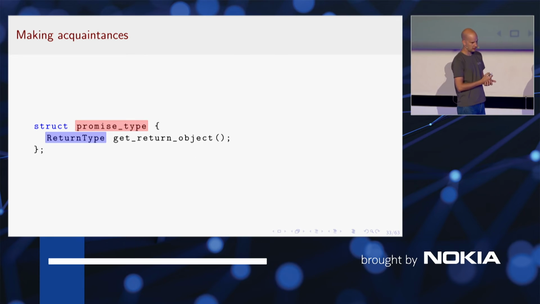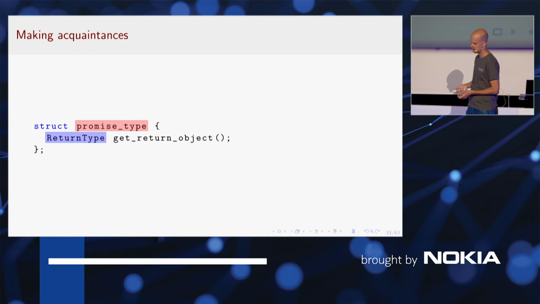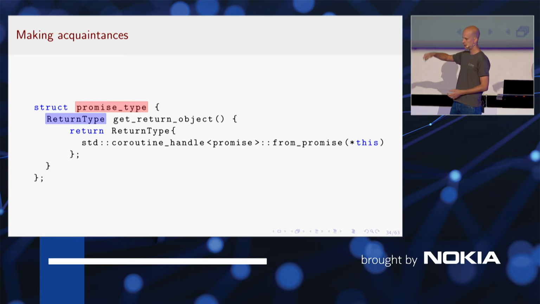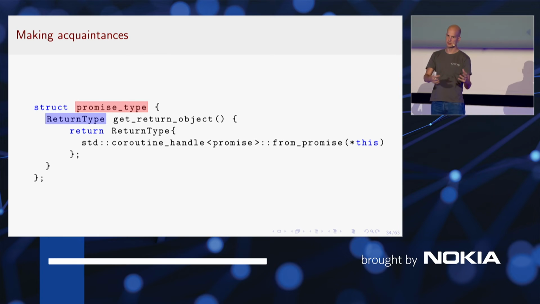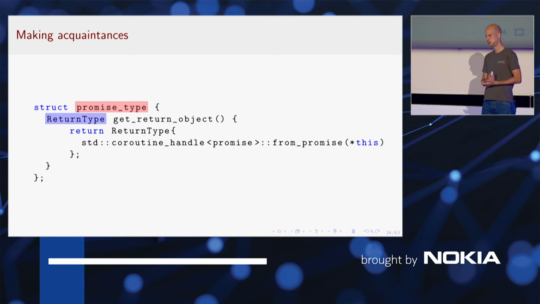So let's think back of the getReturnObject function that we saw earlier. The getReturnObject is a member function of the promise type. And you can see from the colors that we now have two players in the same place here, which gives us an opportunity for connecting things. So how about in this getReturnObject function where we create the return type, we actually pass the coroutine handle as an argument to the constructor of the return type that we're going to give back to the user.